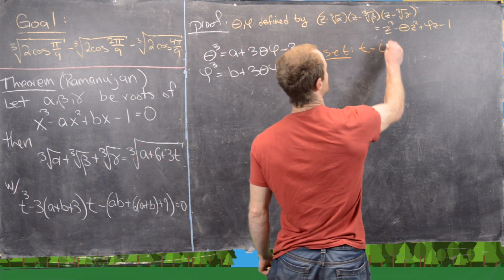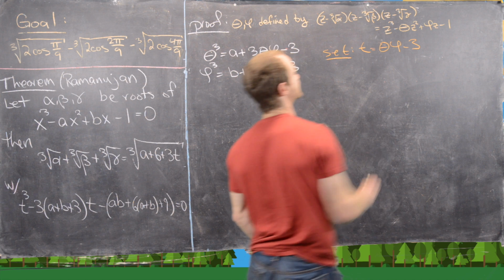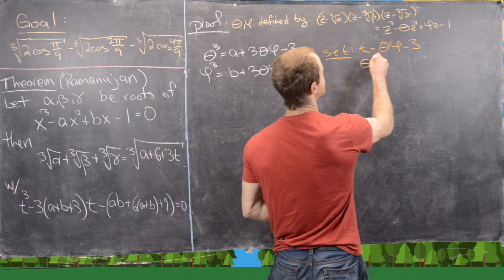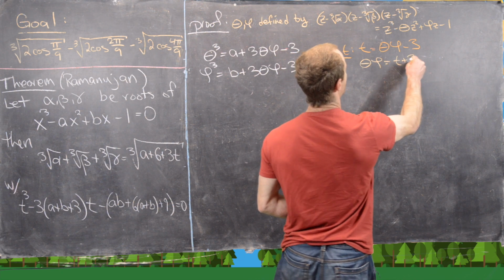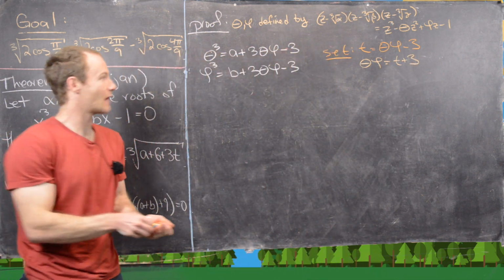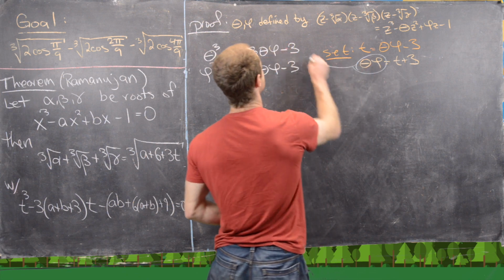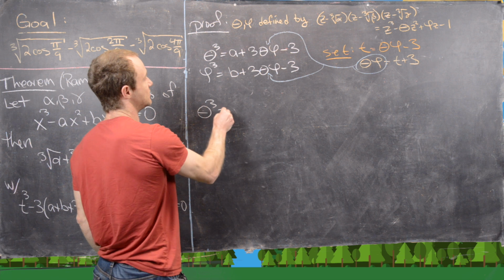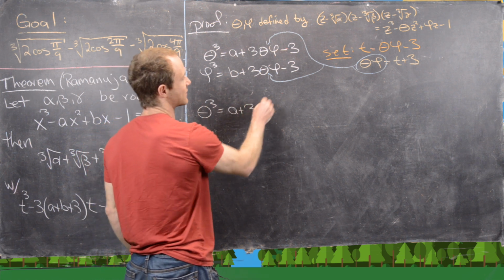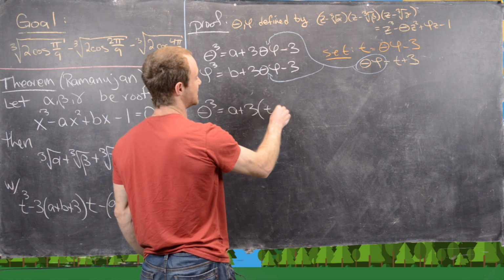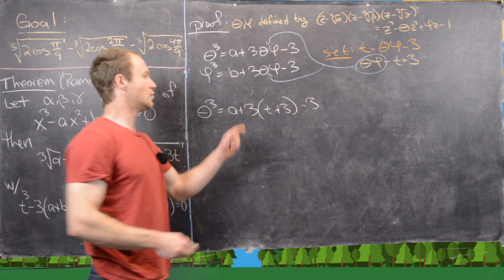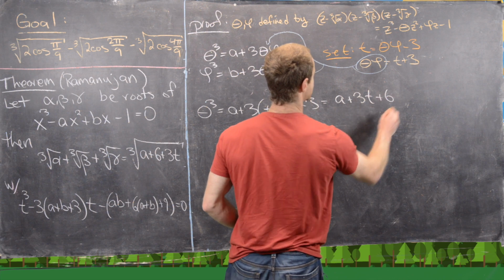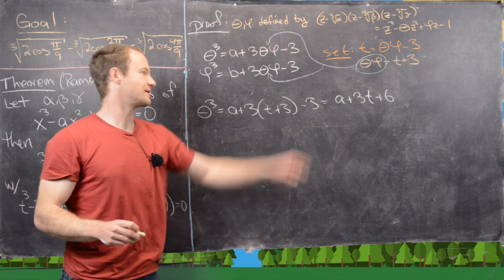So t is going to be equal to theta times phi minus 3. And so now flipping that a little bit, we see that theta times phi is equal to t plus 3. Great, and now we're going to inject this into each of these. That's going to give us theta cubed equals a plus 3 times t plus 3 minus 3, which is going to be equal to a plus 3t plus 6, because we've got plus 9 minus 3.